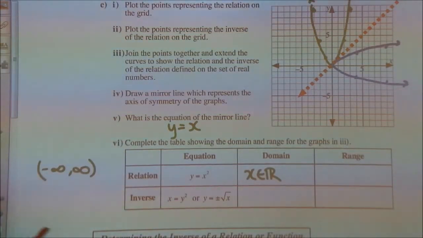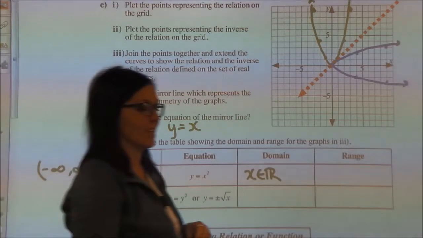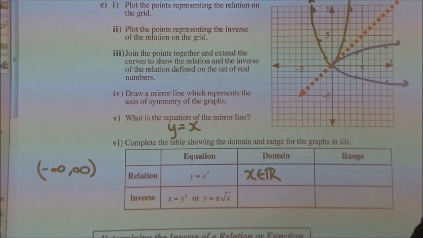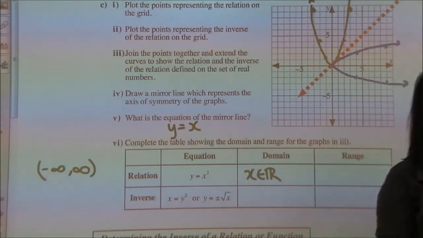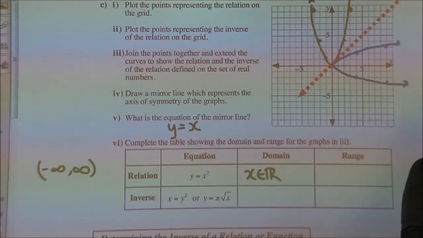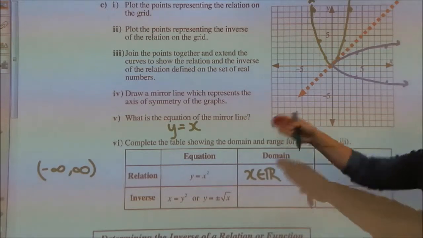So infinity is not actually a number, it's more so an idea. The biggest number plus 1, or the smallest number minus 1. Smallest number minus 1 would give me one smaller. So when I go to positive infinity, it's plus 1 because I get bigger.